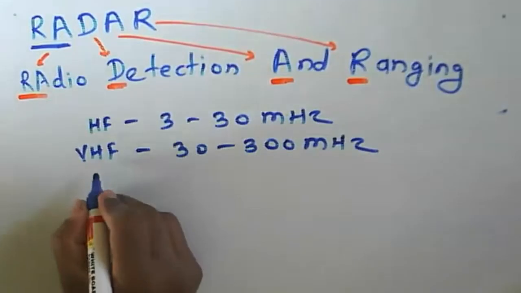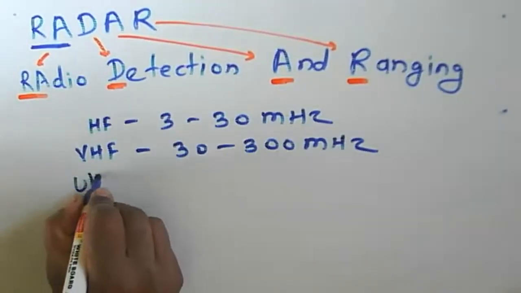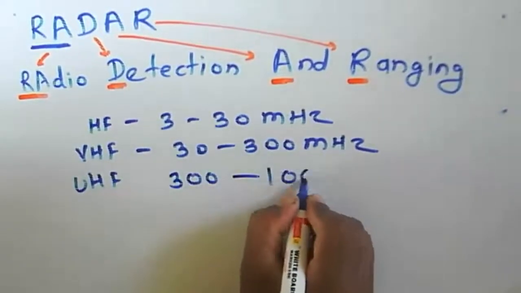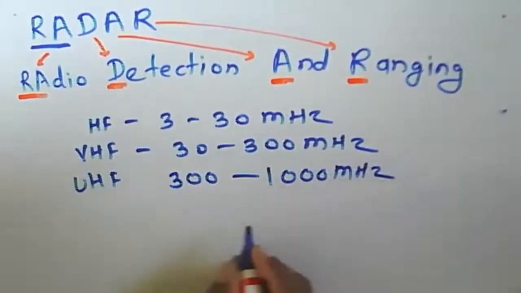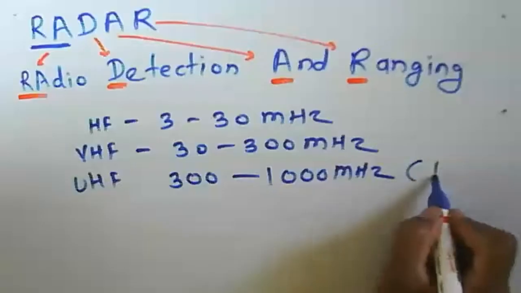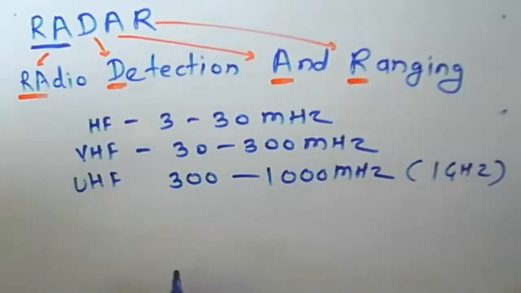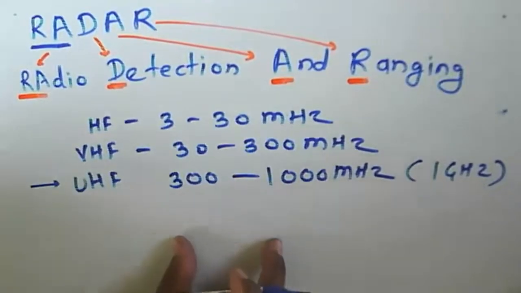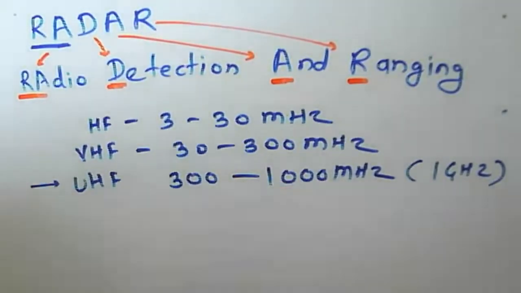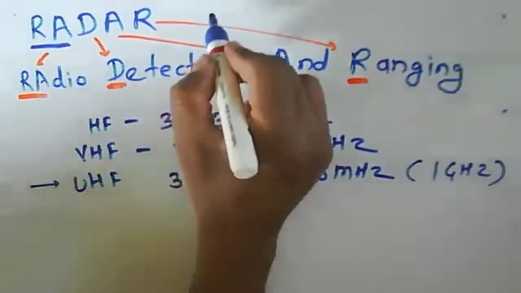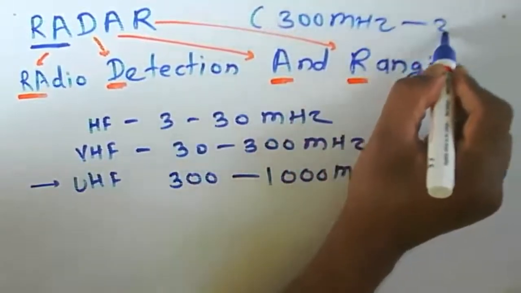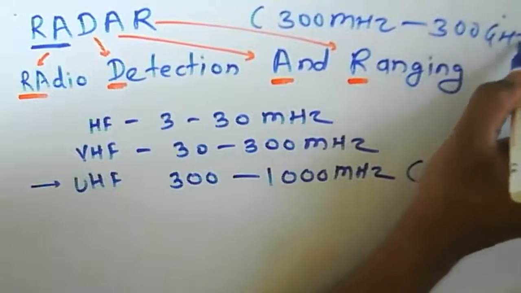Then UHF is about 300 to 1000 megahertz. 1000 megahertz means about 1 gigahertz. So this is the range of frequency from the UHF band, from 300 megahertz up to the millimeter wave, which is about 300 gigahertz. So we can say that radar works from 300 megahertz to 300 gigahertz of frequency.